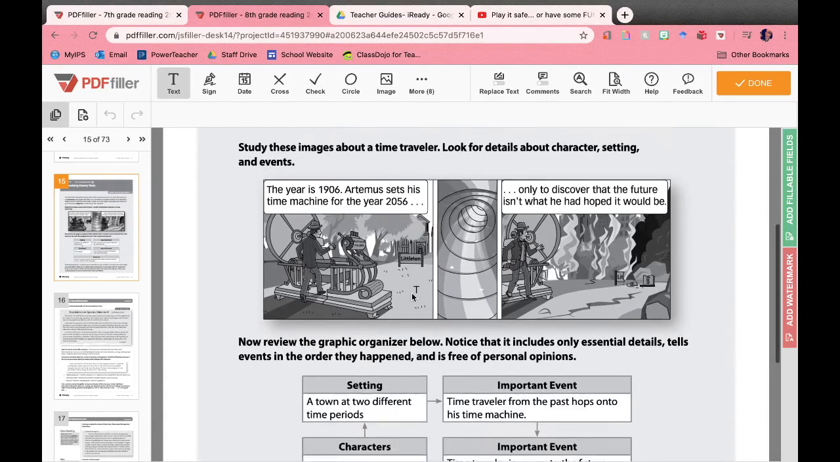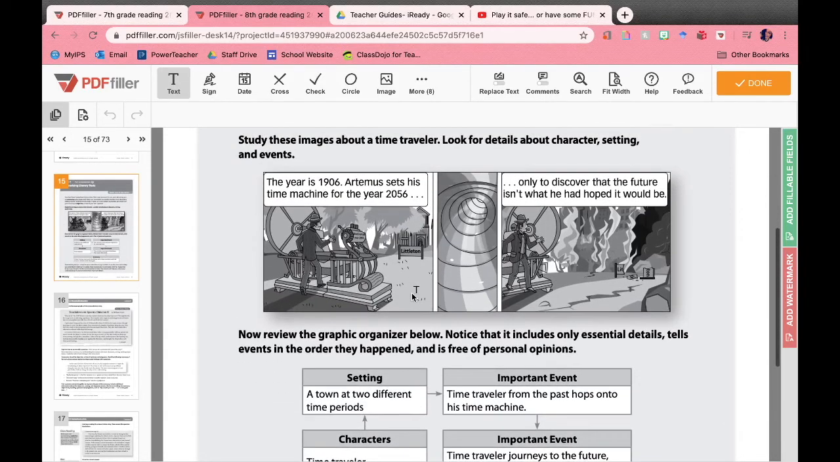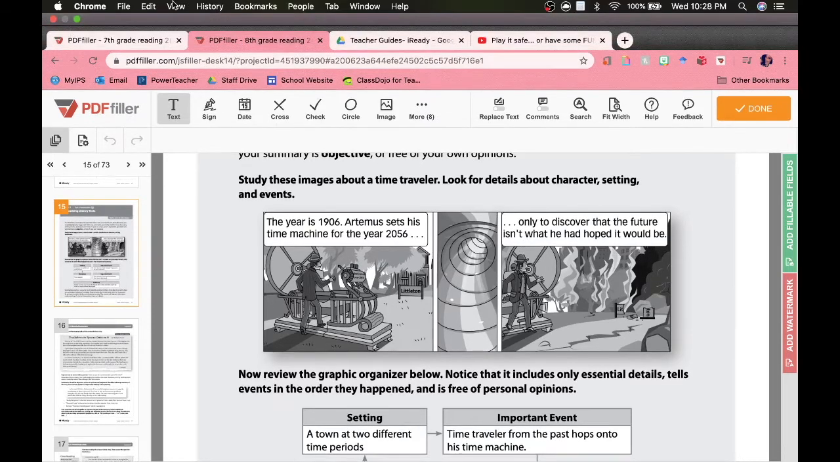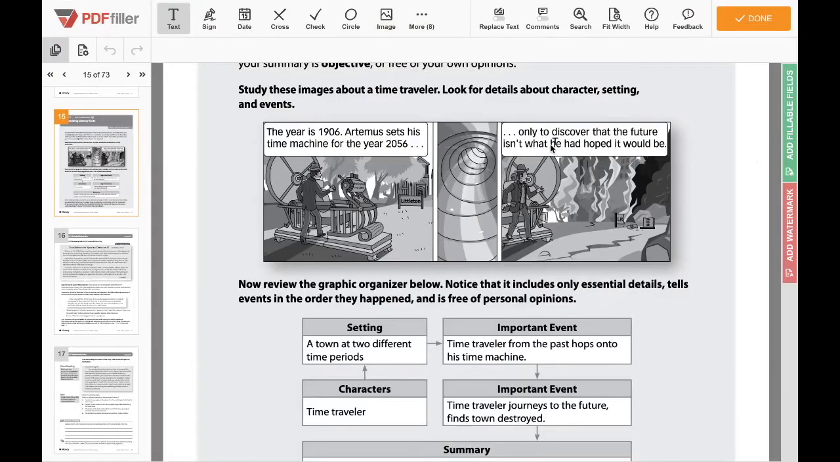So now we're going to look at these images about a time traveler, and we're going to look for details about character, settings, and events. Now, what is a setting, first of all? The setting is when and where the events took place, okay? So it says the year is 1906. Artemis sets his time machine for the year 2056, only to discover that the future isn't what he'd hoped it'd be. I'm going to fix this really quickly.